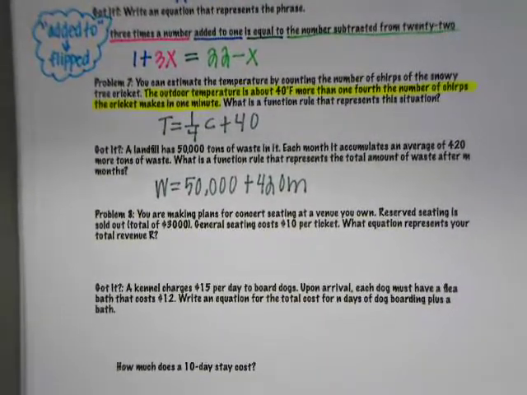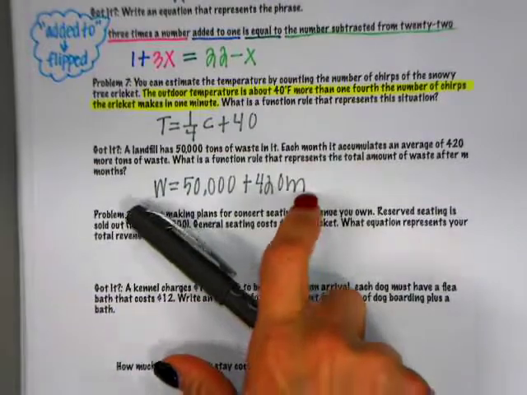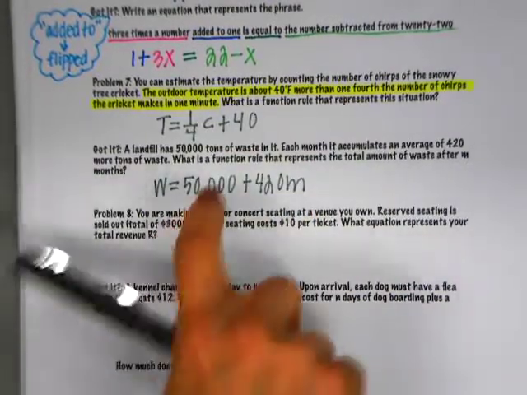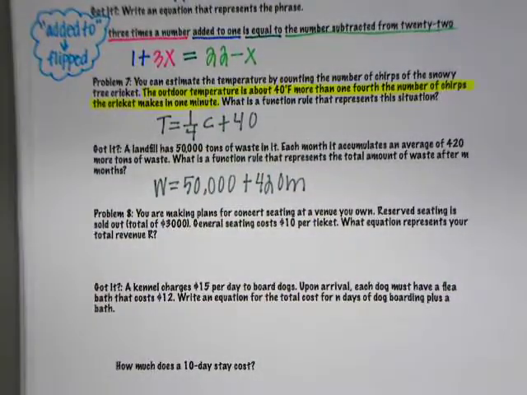The idea with this is we're trying to get you guys to be able to know that the 420 is the one that's going to have the variable with it. That's the repeating one, and then the 50,000 is just a one-time thing, okay? Because you're going to need that skill when we do y equals mx plus b.